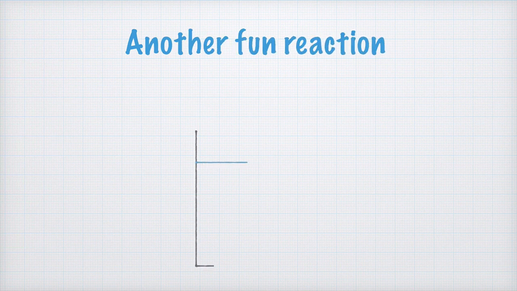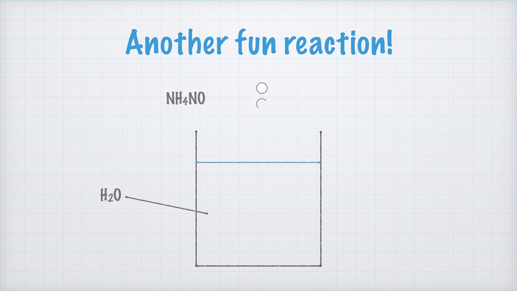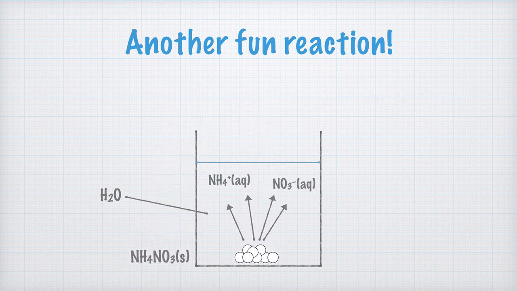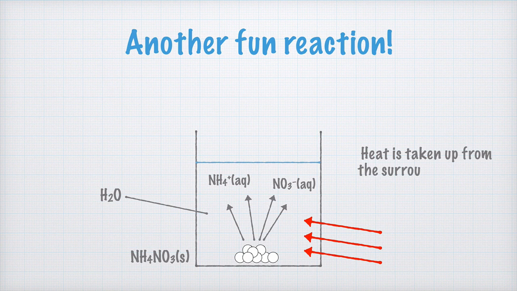The second fun reaction looks quite like the first, but instead of solid sodium hydroxide, we instead use solid ammonium nitrate. Just like the first fun reaction, aqueous ammonium and nitrate ions form when the ammonium nitrate dissolves in water. But this time, energy is absorbed and the temperature drops quite considerably. This process is thus endothermic.